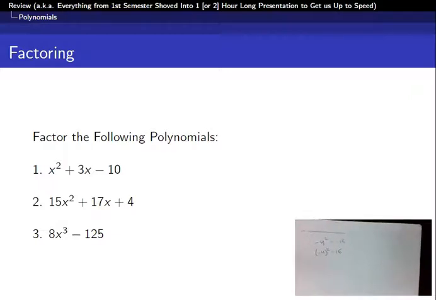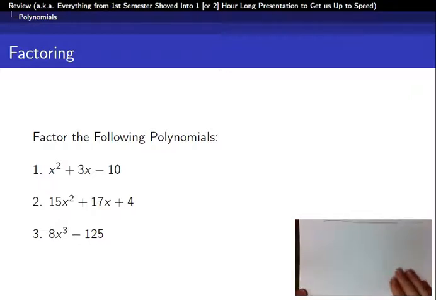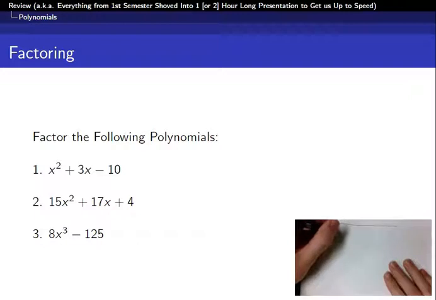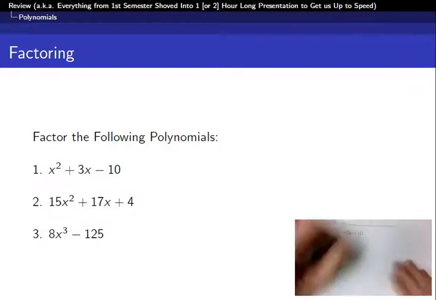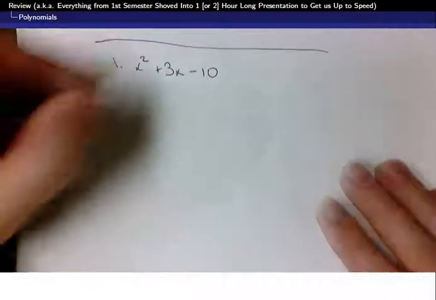So after we talked about these operations with polynomials, we talked about factoring. So there's a couple different ways you can factor. So for the first one here, we have x squared plus 3x minus 10. And I want to factor this.